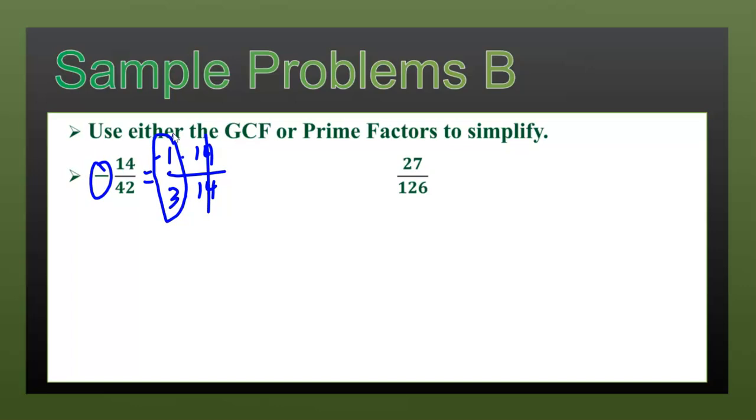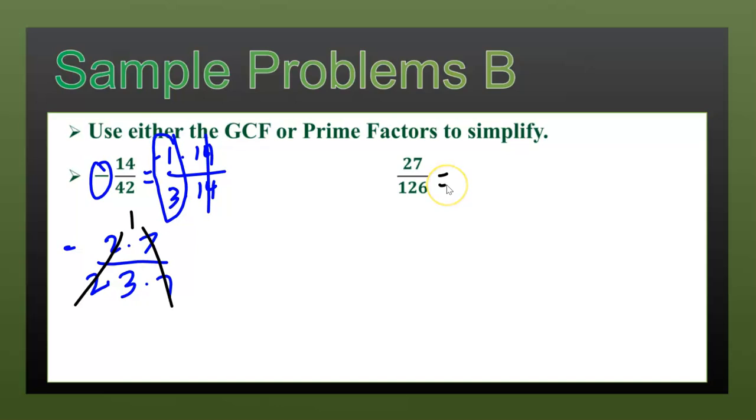Now, if that one's a little bit harder for you, then I would have 2 times 7 on top, and here I would have 2 times 3, that's my 6, and then 2 times, then I would just have my 7 here, because 6 times 7 is 42. Now if I look here, the 7s divide out, the 2s divide out, I'm left with a 1 on top and a 3 in the bottom, so there's my negative 1/3.